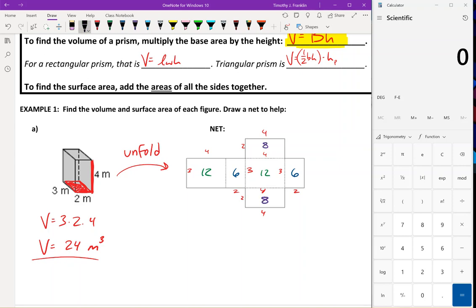So we have these 6 areas that we want to add together to find the total surface area. Right, 12 plus 12 plus 8 plus 8 plus 6 plus 6. And the surface area here would be 52 meters squared.